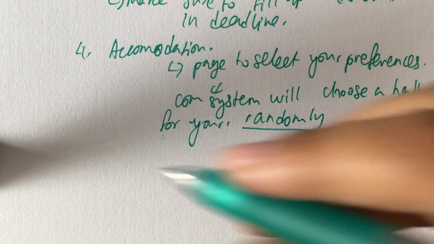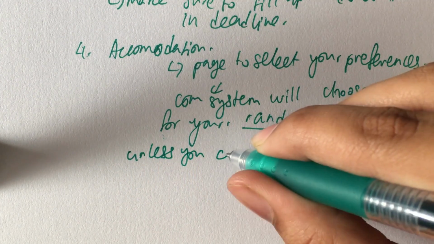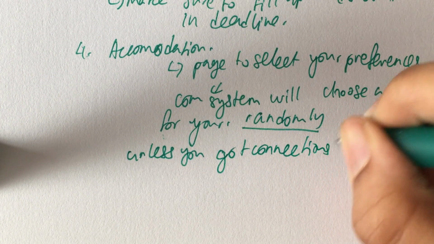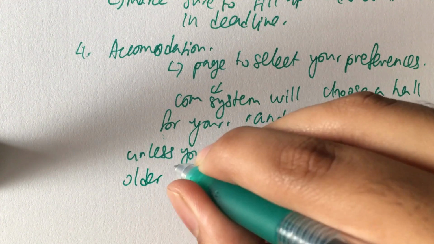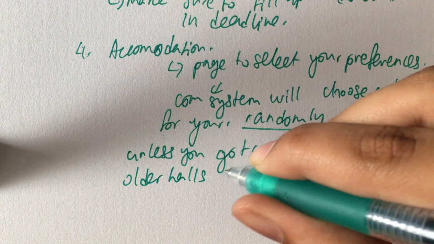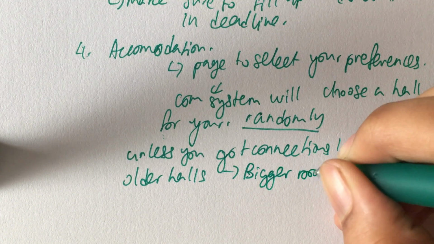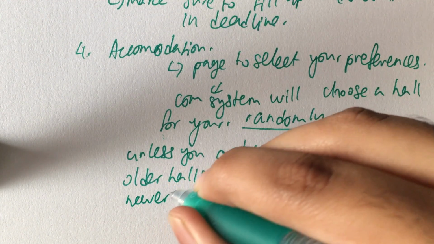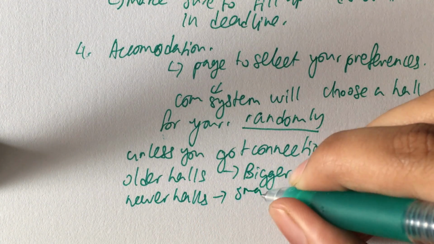If you want to know more about the halls in NTU, basically NTU has older halls and newer halls. The older halls have bigger rooms and are supposedly slightly cheaper. And the newer halls look more like apartments, and they have small single rooms, kind of smaller, and slightly more expensive. But overall, the prices are pretty good. They're not too expensive or anything, so it's not an issue.